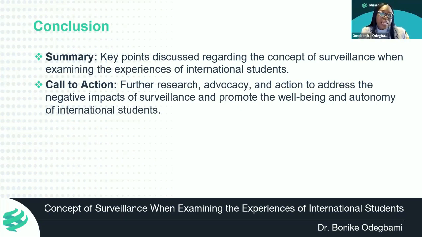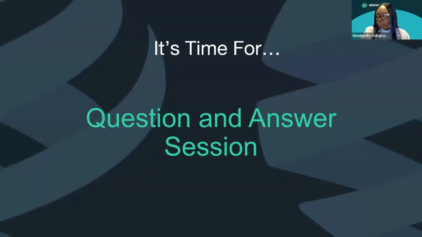Okay, and then let's promote autonomy in academic work. Encourage approaches that respect students' autonomy and confidentiality, especially in research and academic work that may involve sensitive data. I think by implementing these actions and more that you might share with me, institutions can help mitigate the negative effects of surveillance and create a more supportive, autonomous environment for international students.